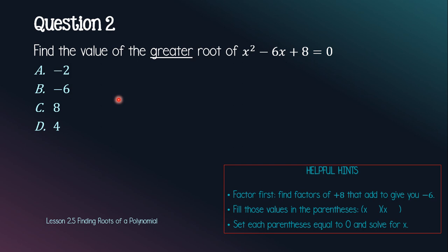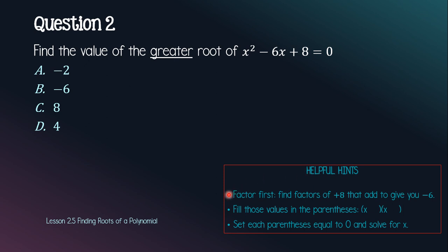Right, so in question number 2, it says to find the value of the greater root of x squared minus 6x plus 8 equals 0. And I have some multiple choice answers over here that might help me figure out my factors, but I'm going to go ahead and look at my helpful hints box.